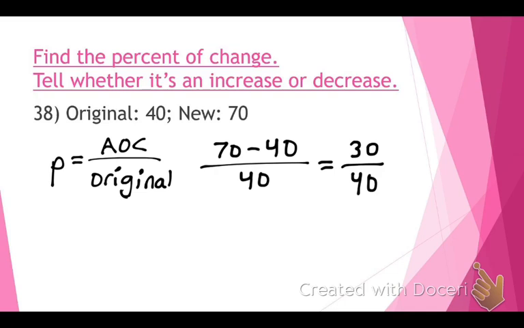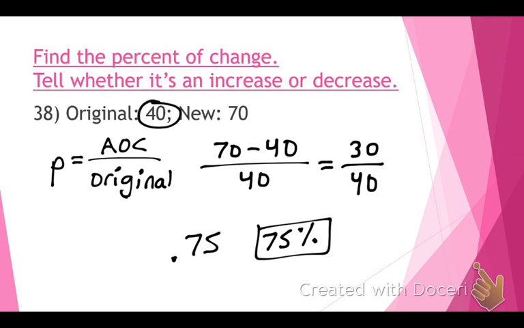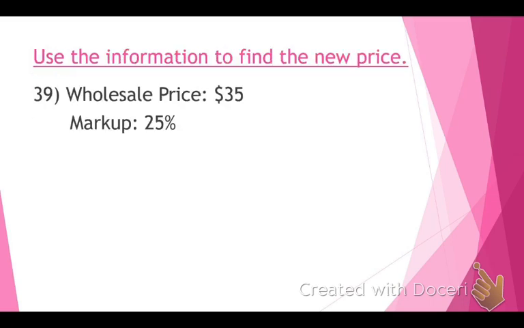That reduced is 3/4, which is 0.75. What is that as a percent? 75%. Now, listen. It was 40. It moved to 70. Did it increase or decrease? Increase. That is an increase.